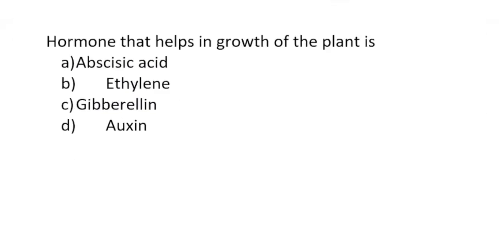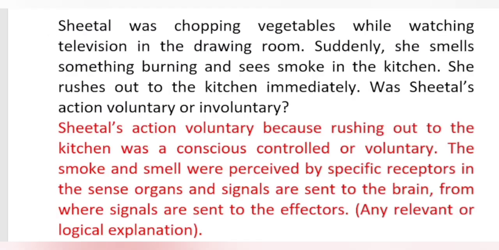Hormone that helps in growth of the plant. So here auxin is the hormone that helps in growth of the plant. Basically growth fast, auxin is the one. Now we move on to some descriptive questions.